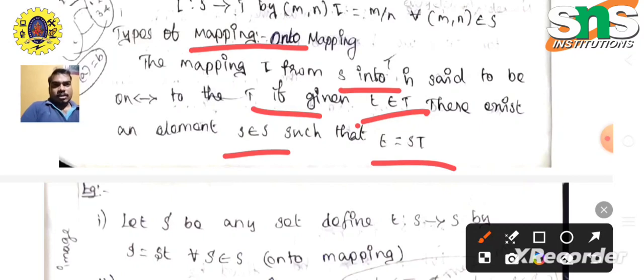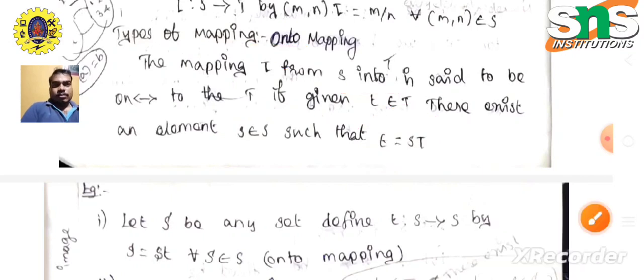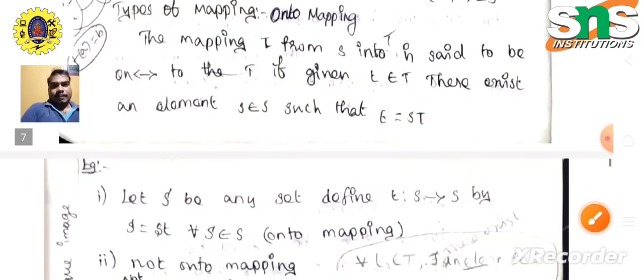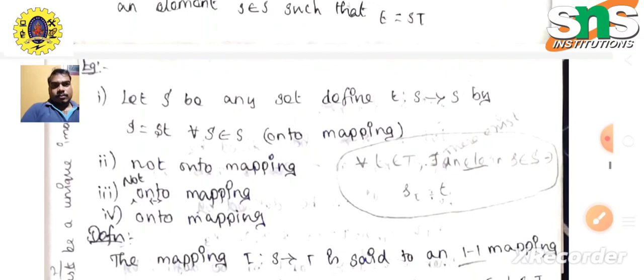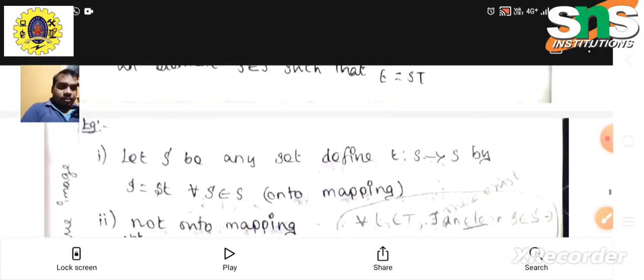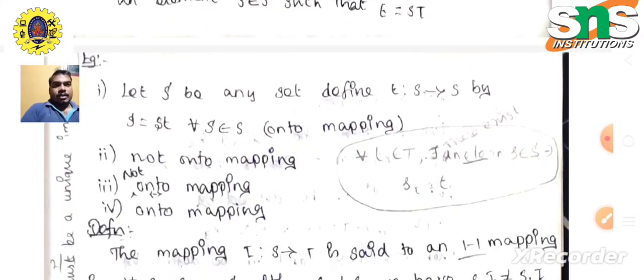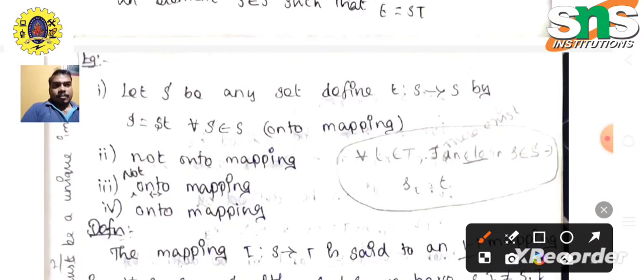That is, the mapping tau from S into T is said to be onto if given t belongs to T, there exists small s belongs to capital S such that s tau equals t, which is the onto mapping. Onto mapping means every element must have a pre-image.